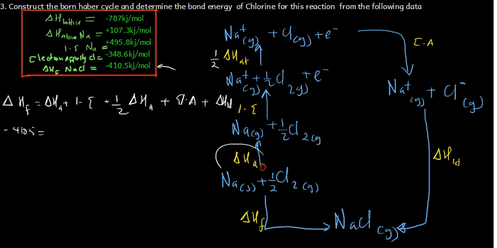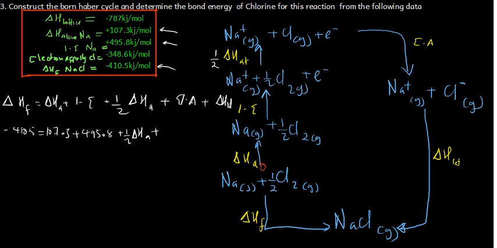The first atomization is for sodium. So the atomization for sodium, the value is there, 107.3. And then ionization energy is there, 495.8. And then we have got half enthalpy of atomization. This atomization is for chlorine. That is also referred to as the bond energy, the energy that is required to break a bond.